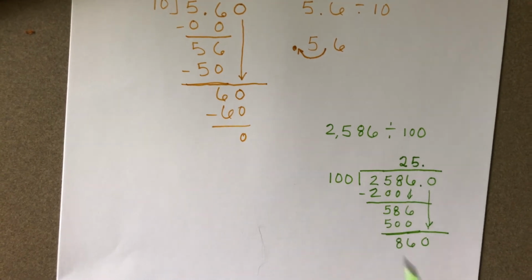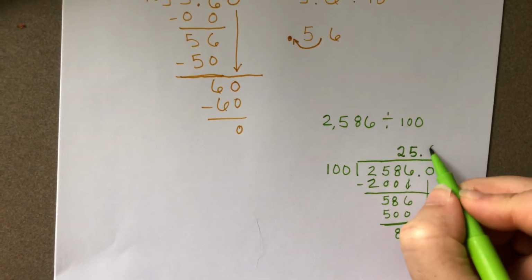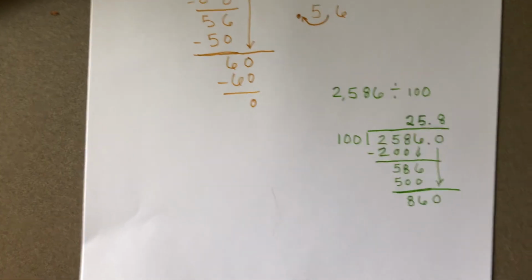How many groups of 100 go into 860? That would be 8. Then we get 800.